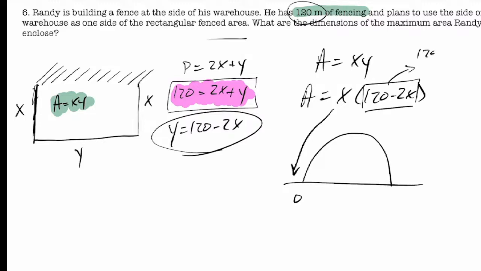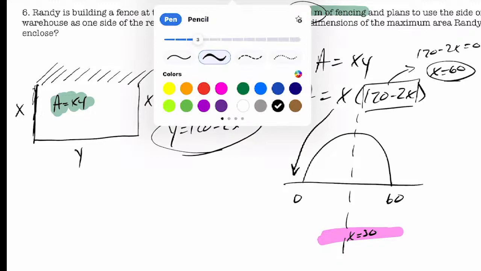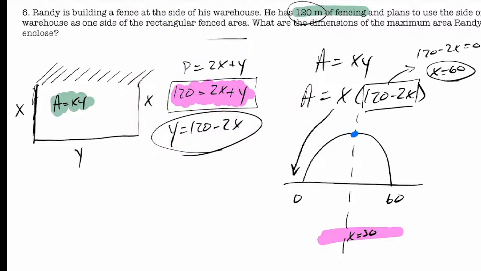This right here is my second root, so I can set this equal to 0, in which case I get x is 60. So maximum area happens right in the middle when x is 30. So that's where max area happens. Max area happens when x equals 30.